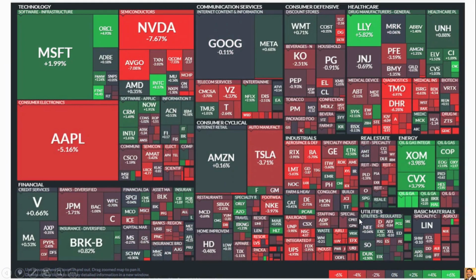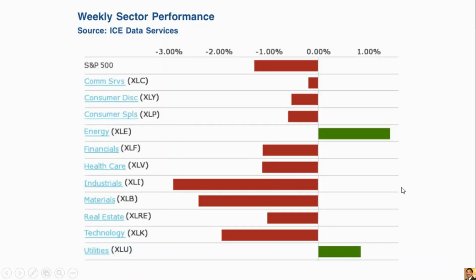And this is the weekly heat map. You can clearly see Nvidia, Apple, the mega caps, both are down more than 5%. That put a lot of pressure on the equity market. And you can see the energy sector, XLE. A lot of stocks went up very nicely.